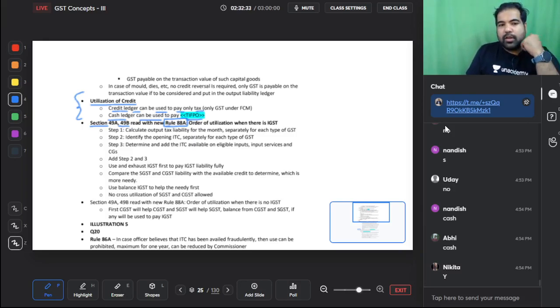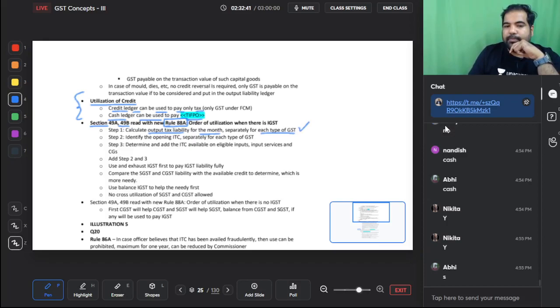First, did we calculate our bill for the month, guys? Did we calculate a bill for the month separately for each type of GST? Yes. First you need to know how much is your bill. Then did you identify the opening ITC and add the credit? Yes. On what do you get the credit, guys? Purchase. Purchase gives you credit. And what do you get liability from? Supply gives you liability.